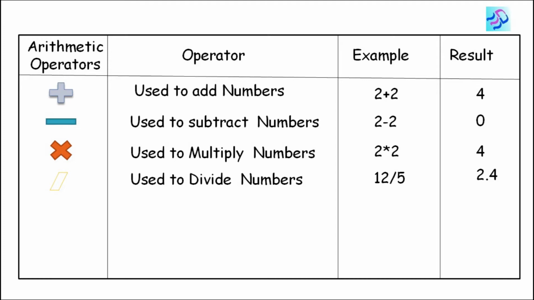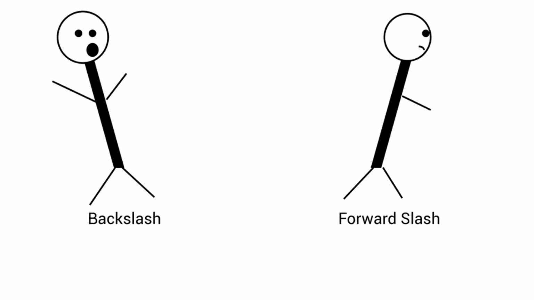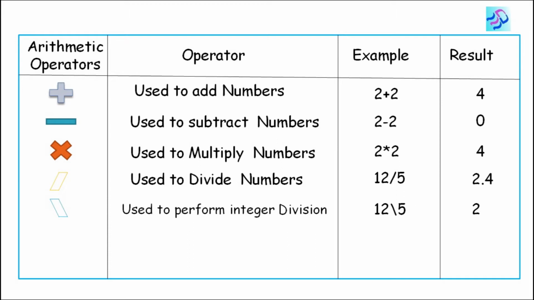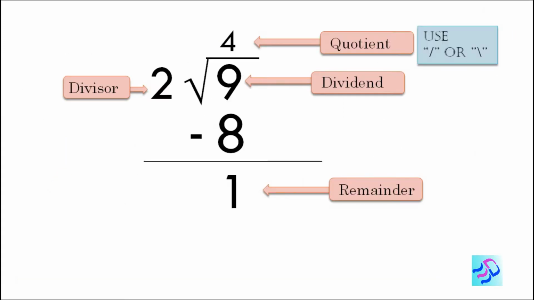On the screen, you can see 12 is divided by 5. This sign is called forward slash. We can also divide by backward slash. Here is the image. Now you can differentiate between forward and backward slash. Both signs divide, but forward slash gives you a decimal result, whereas backward slash gives you an integer result. While dividing, one is dividend, another is divisor. The results are quotient and remainder.